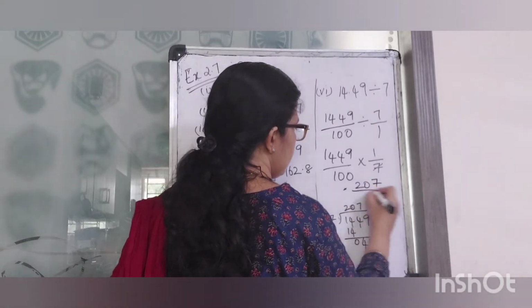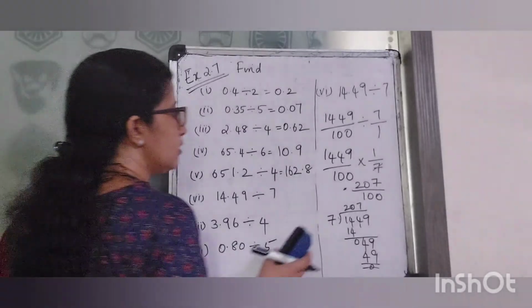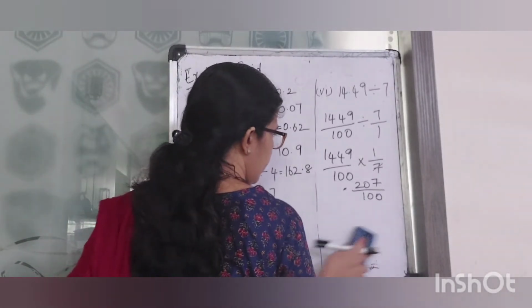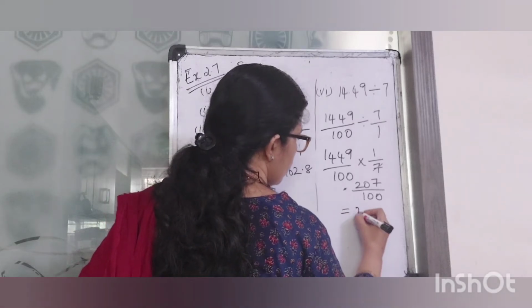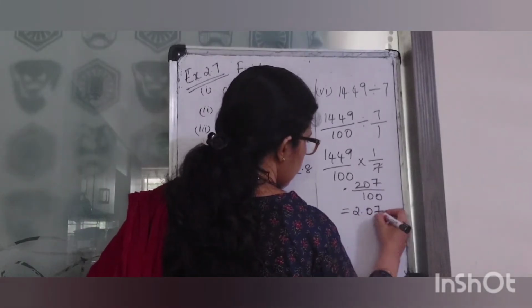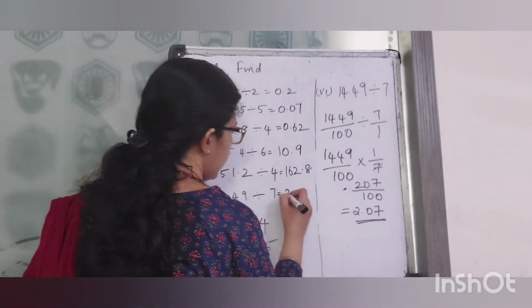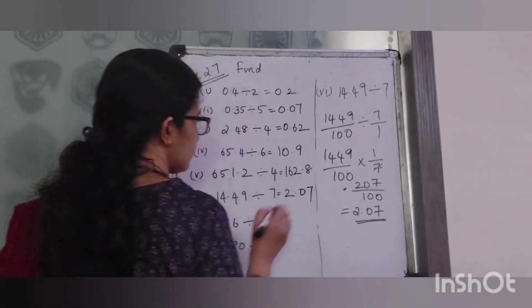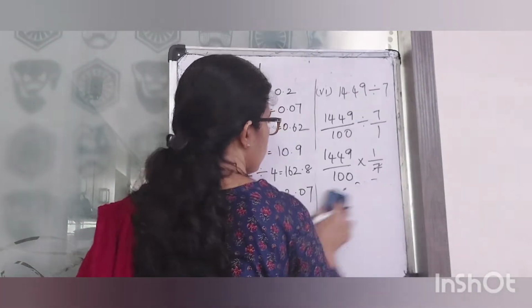The answer is 207 divided by 100, 207 by 100, which is equivalent to 2.07. The answer is 2.07. Now let's take the seventh problem.